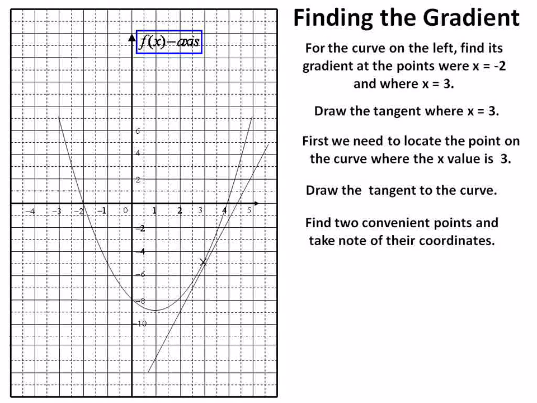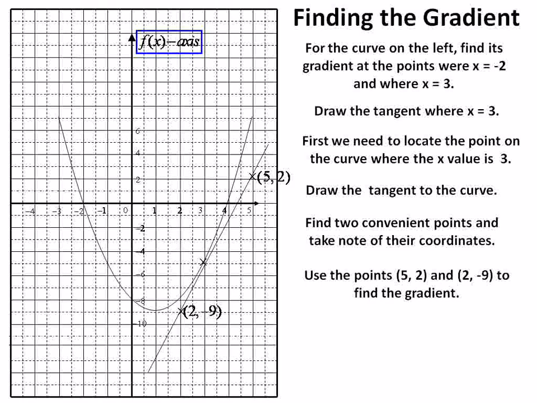Find two convenient points and take note of their coordinates. So we're going to use 2 points on the tangent. So find 2 points that are on the tangent line. Good. And they must be chosen conveniently, as long as it is possible, in such a way that there is no fraction to encounter. Use the points 5, 2, and 2, -9 to find the gradient. Of course, we're going to use M is equal to y2 minus y1 over x2 minus x1, and when we have worked that out, we get M is equal to 11 over 3, or M is equal to 3.67.